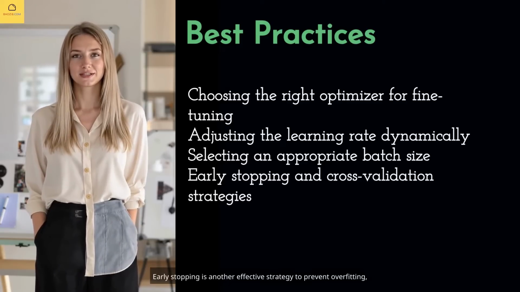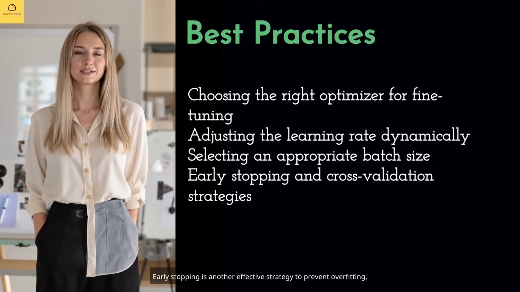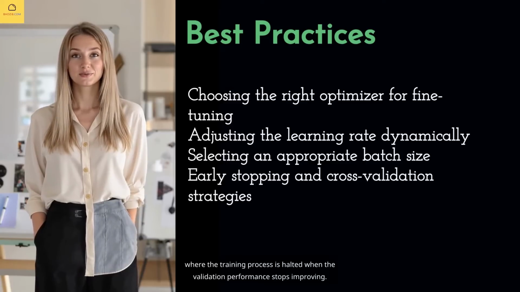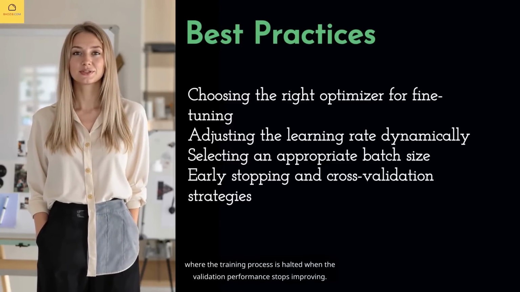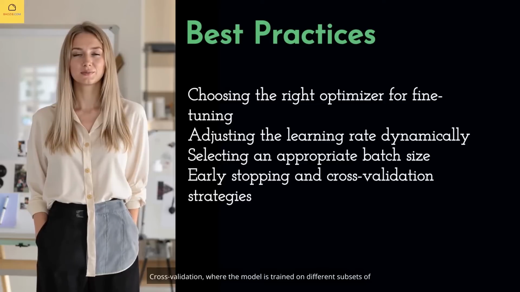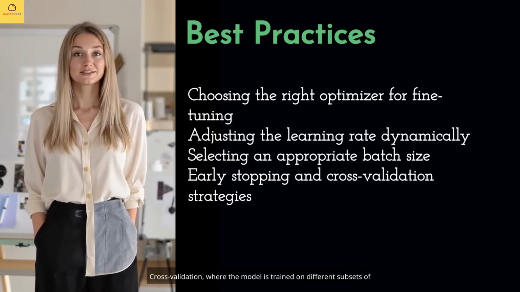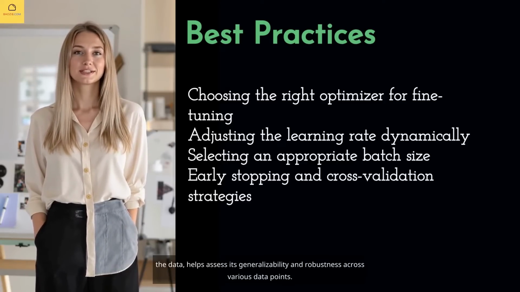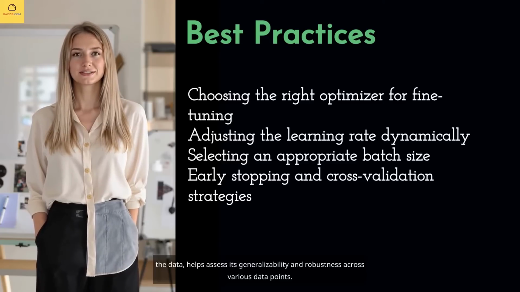Early stopping is another effective strategy to prevent overfitting, where the training process is halted when the validation performance stops improving. Cross-validation, where the model is trained on different subsets of the data, helps assess its generalizability and robustness across various data points.